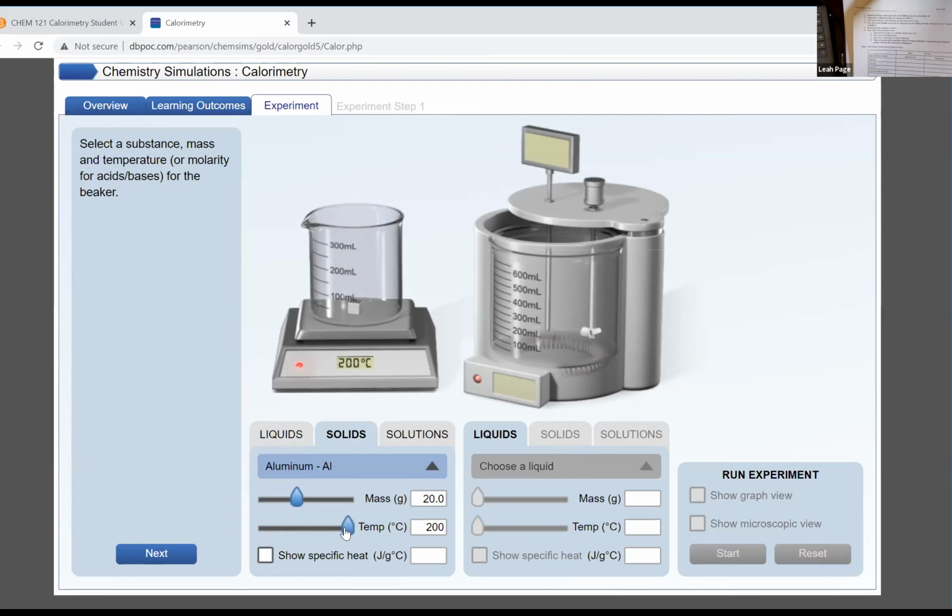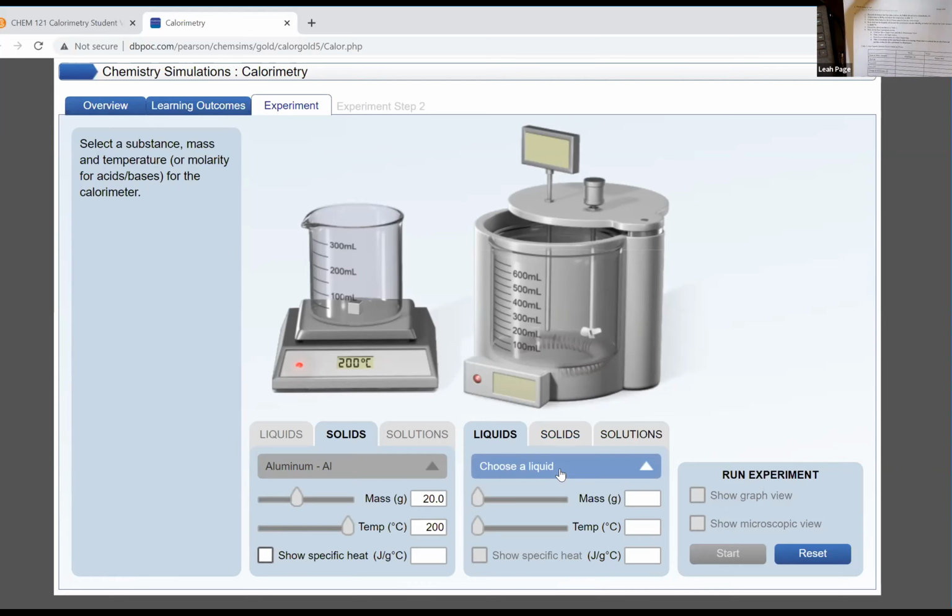All right, so then the third step says click the next button. Click the next button on the left frame. I'm gonna click this next. And then the fourth step says, now click on the liquids beneath the calorimeter. So this is the calorimeter right here. I'm gonna click on liquids right now.